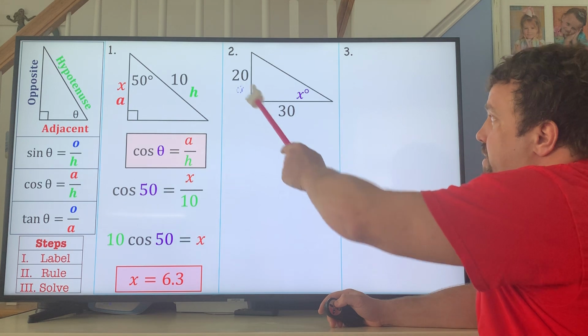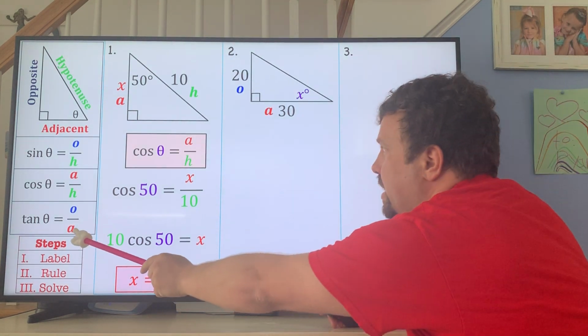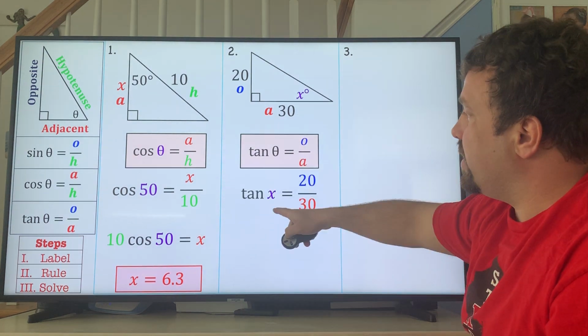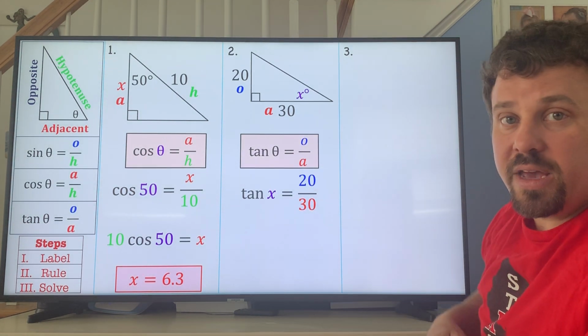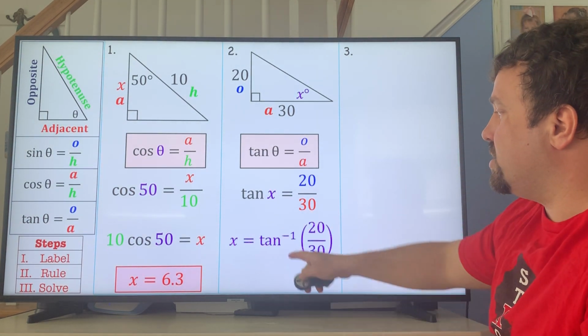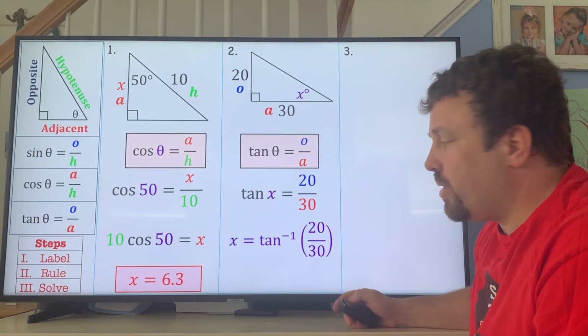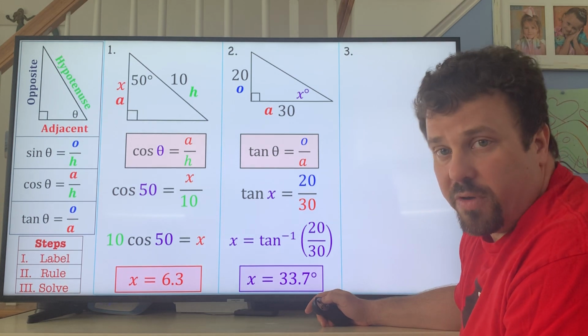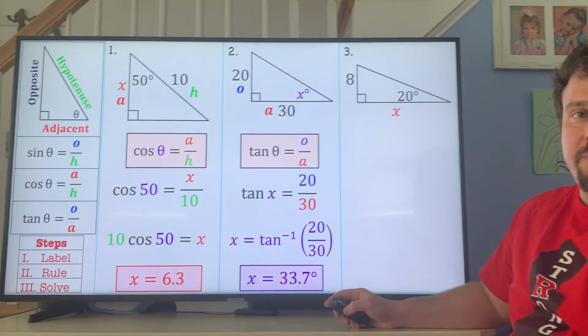All right, opposite and adjacent, tangent. So tangent theta, tangent x, now we're looking for the angle, equals 20 over 30. Since we're looking for the angle, we use second tangent, or tangent negative 1, of 20 divided by 30, and you should have gotten 33.7 as an answer. Very good. Let's go to problem number 3. Ready?